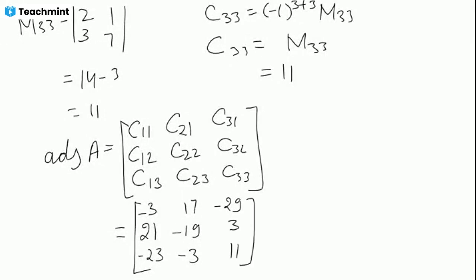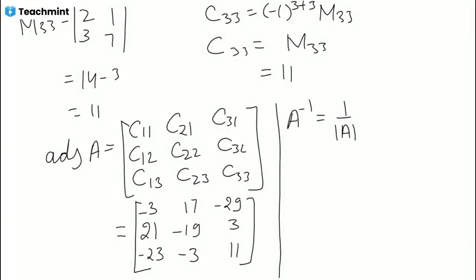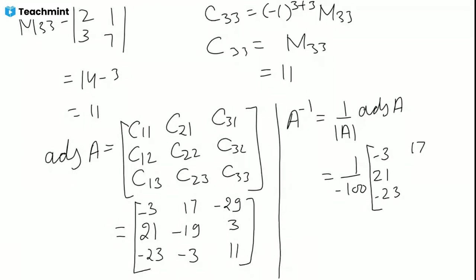So inverse of A is equal to 1 upon determinant of A into adjoint of A. So we have determinant of A as minus 100, and take the adjoint as minus 3, 21, minus 23, 17, minus 19, minus 29, 3 and 11. This is the required inverse of A. You got it? Okay. How can we find it for 3 by 3? Yes.